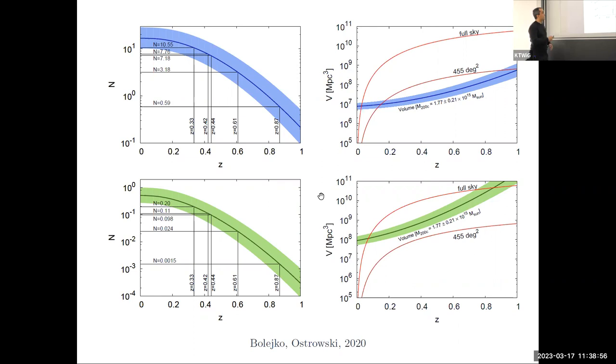On the right panels, we just plotted the volume needed to observe at least one of these objects. And this is exactly the Atacama Cosmology Telescope coverage. This is the full sky. So in our model, this is perfectly within the possibilities of this cosmological survey. Again, when we look at lambda CDM, to observe at least one of such objects, the Atacama Cosmology Telescope should cover the full sky.